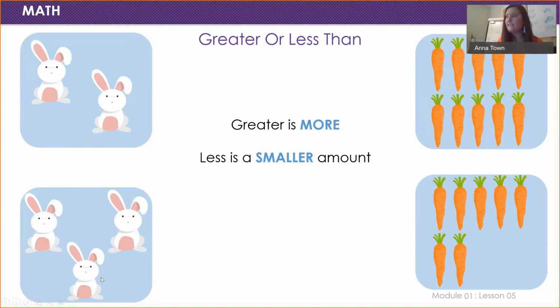Now let's take a look at our second pictures. There are 1, 2, 3 bunnies, and there are 1, 2, 3, 4, 5, 6, 7 carrots. So we are comparing the number 3 to 7. Remember, saying greater or less is based off of the first number. So is 3 greater than 7, or is 3 less than 7? Think about it. Okay, what is it? 3 is less than 7. It's a smaller number than 7.